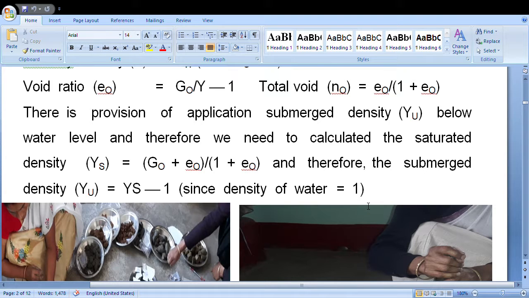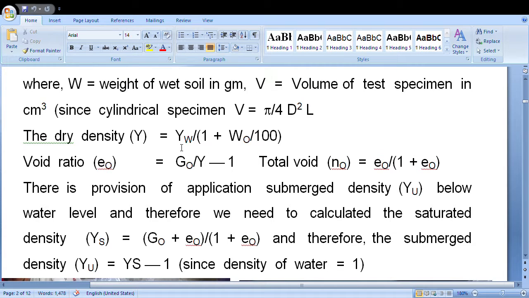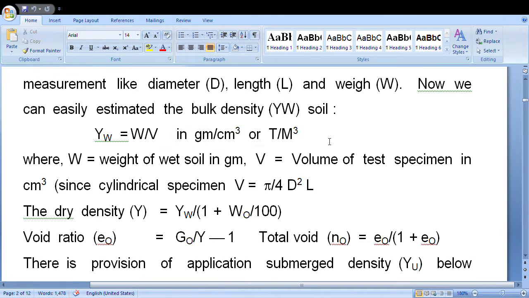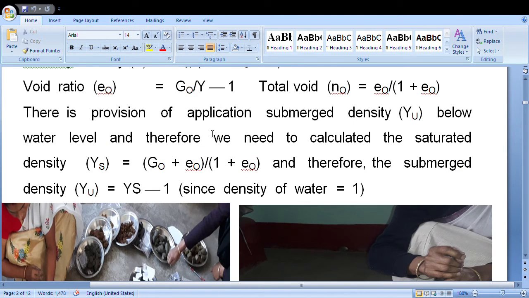I see in some works, people are simply deducting the saturated density from the bulk density. They have deducted the density of water from this bulk density and are considering it submerged density, but it is not submerged density. Today the soil is not saturated, tomorrow the soil will be saturated. So we have considered saturated density only, not bulk density.